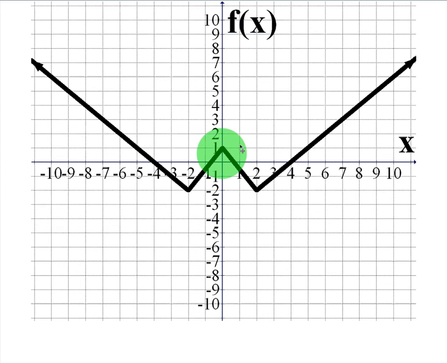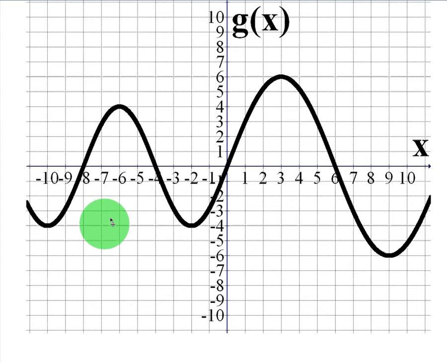We're going to be looking at the same graph as we did for examples 1 and 2. Here's f of x, and here is g of x. Let's move on to example 3.